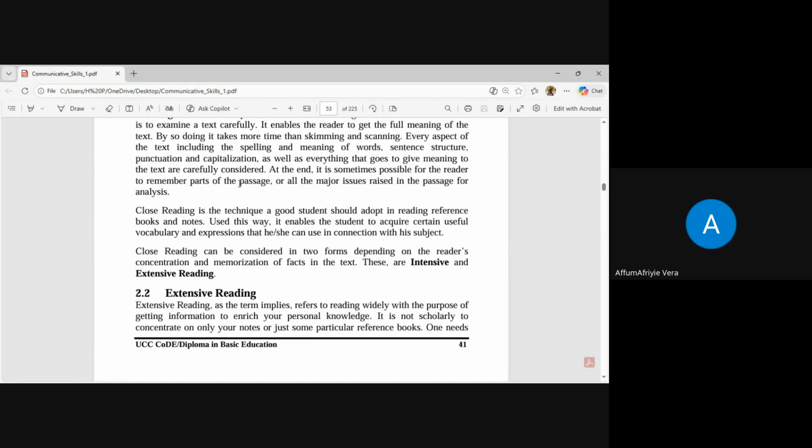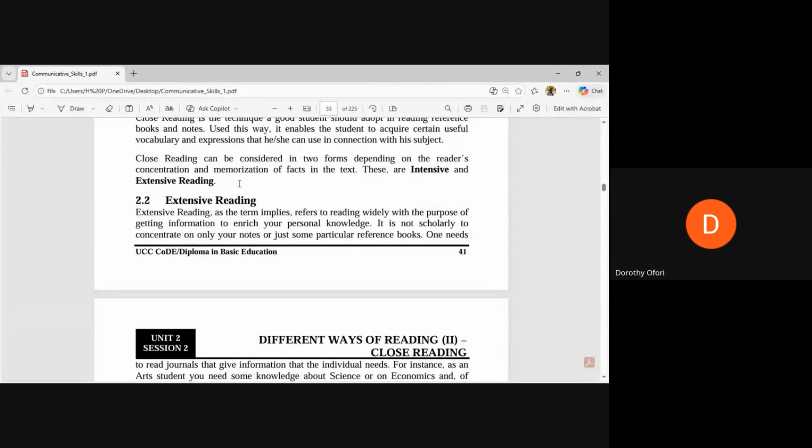So under close reading, we have two types, the extensive and then intensive. When we hear of extensive, we are looking at outside, outside what you are needed. More than that. So extensive reading, we read wide with the purpose of getting information to enrich our personal knowledge.